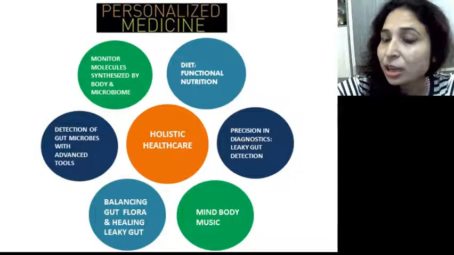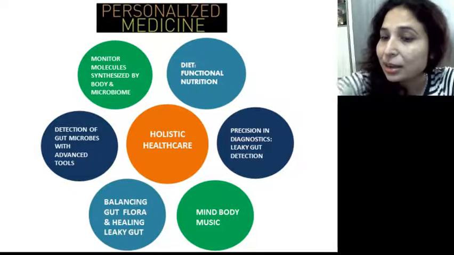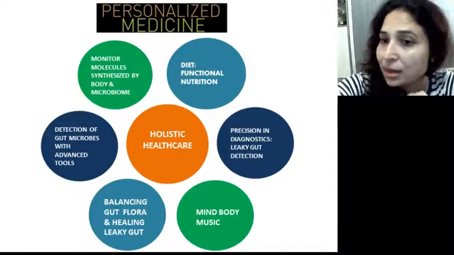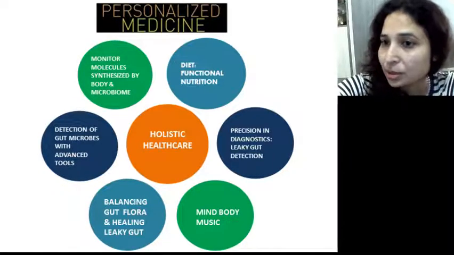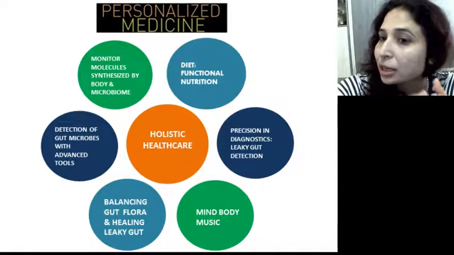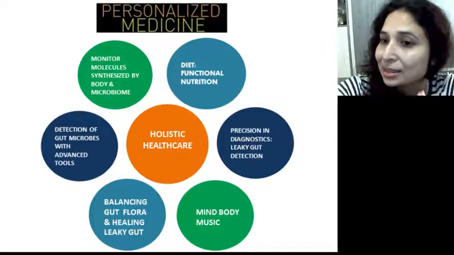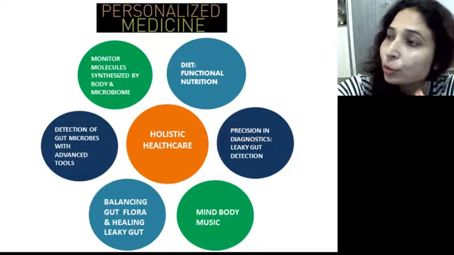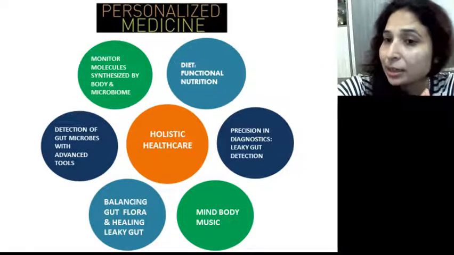The second is functional nutrition. These days there are so many deficiencies occurring in individuals, so we need to take into account all those deficiencies and replenish them with the help of food. And functional nutrition is dependent on the type of body microbes that a person has. The gut microbiota that he possesses defines what type of food he should be advised in this functional nutrition.